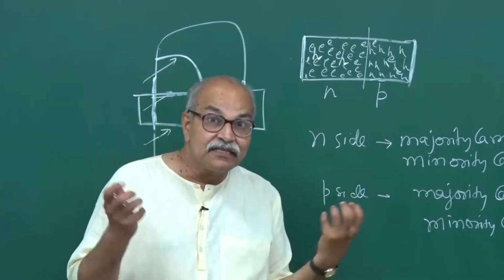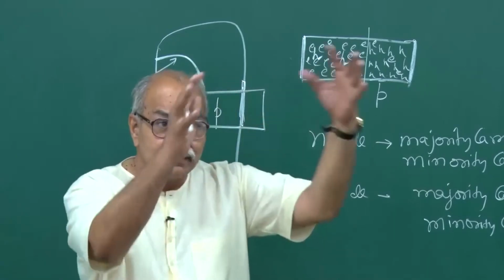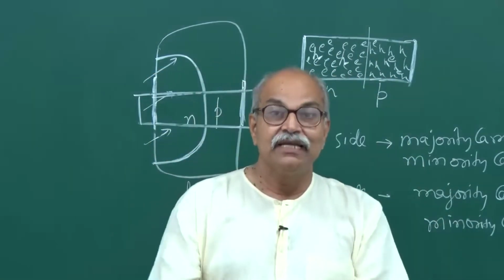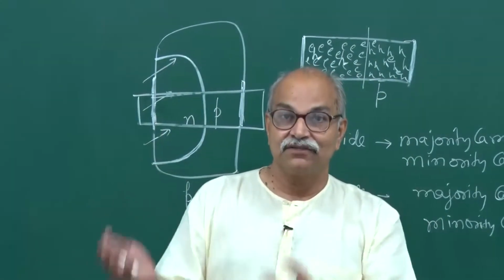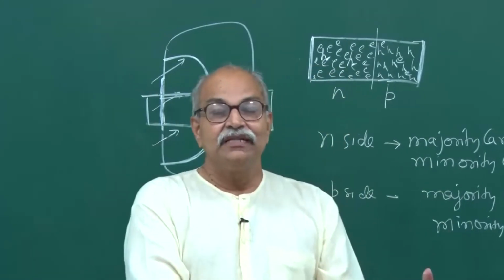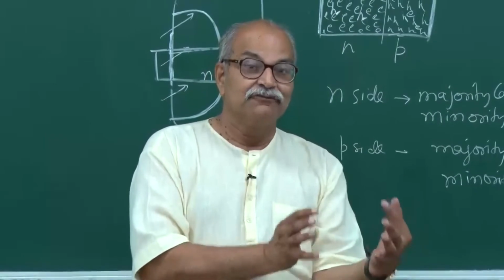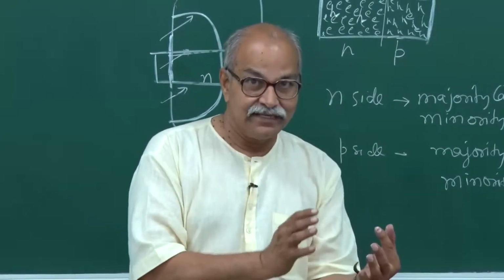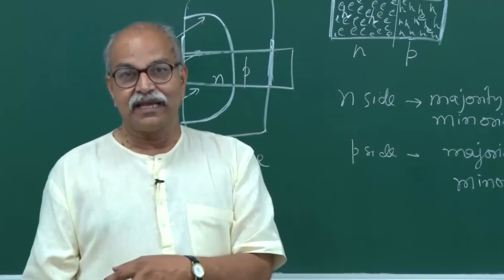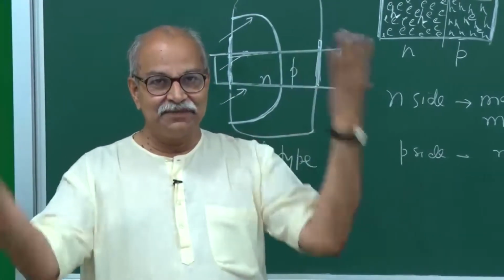So, if you have a concentration gradient, a large concentration of electrons here and a very small concentration of electrons here, naturally there will be a systematic flow of electrons from the higher concentration side to the lower concentration side. It's a law of nature.